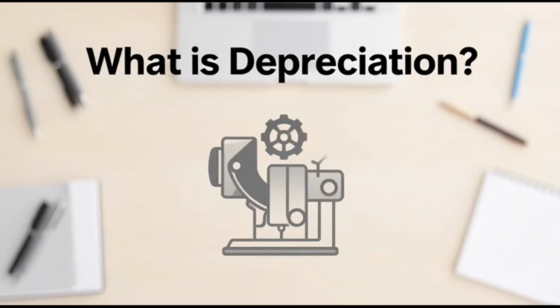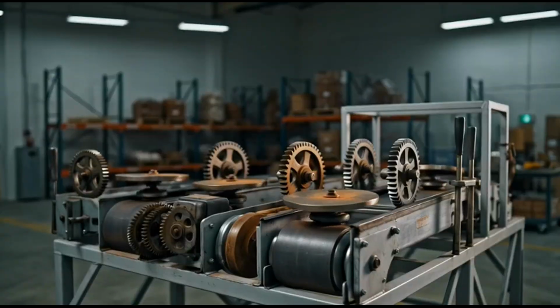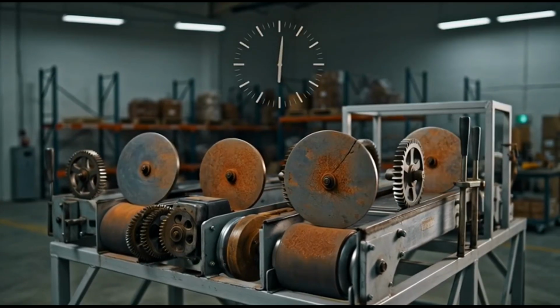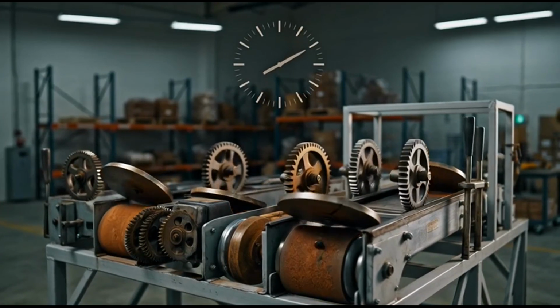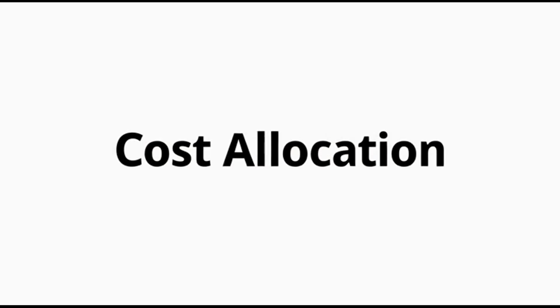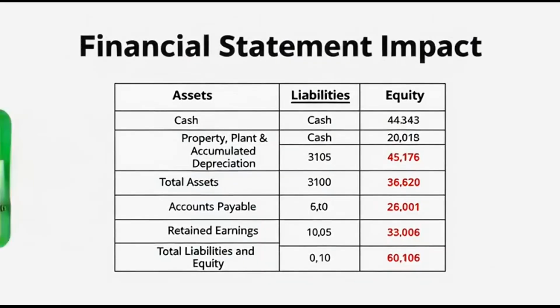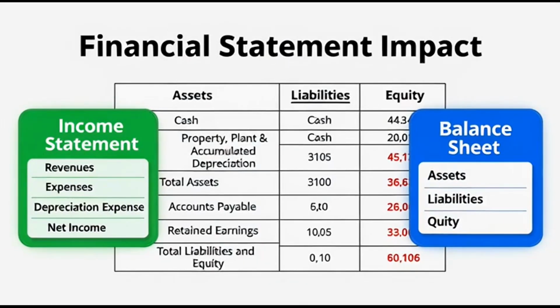Depreciation is the systematic allocation of an asset's cost over its useful life. Assets lose value over time due to usage, aging, and technological changes. It is not about market value, it's about allocating cost properly in accounting. Depreciation affects both the income statement and the balance sheet.